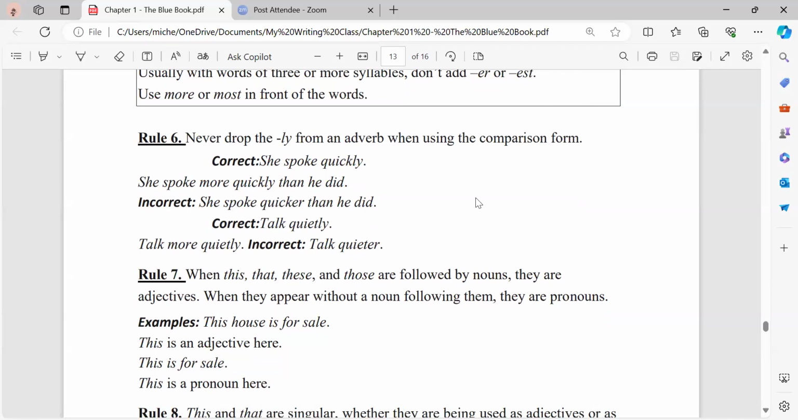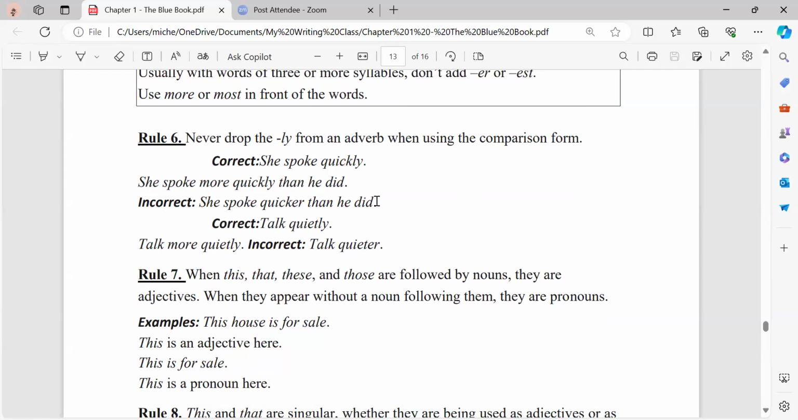Okay, so rule number 6: never drop the ly from an adverb when using the comparison form. So, for example, the correct one: she spoke quickly. She spoke more quickly than he did. So this is comparison, so we are using the comparative form. And this is the incorrect form: she spoke quicker than he did. So no, we shouldn't use this.